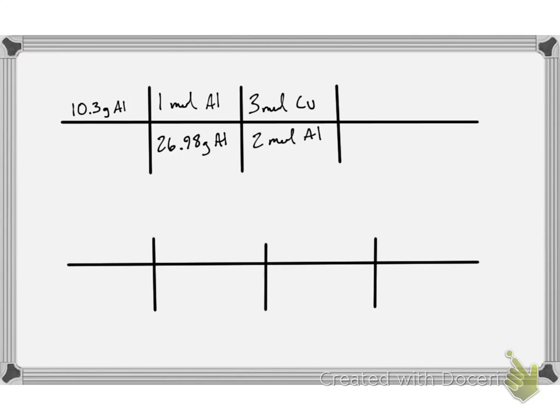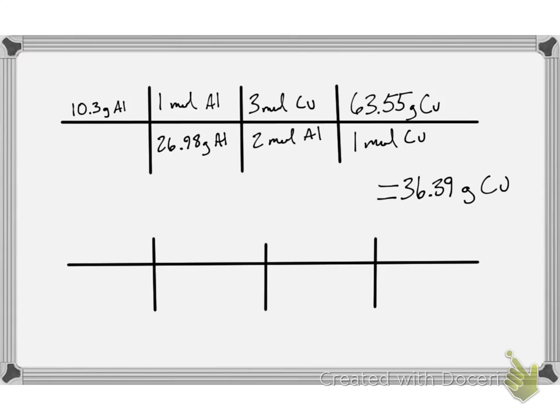Now, once we've converted this into moles, next move is to do our mole ratio. Moles you want divided by moles you have. So we want 3 moles of copper out, and we're putting in 2 moles of aluminum for each of our steps, or for our recipe. And last but not least, we got to convert this back to grams of copper. So in 1 mole of copper, we have 63.55 grams. Now, once we plug this into our calculator, we're going to come out with an answer of 36.39 grams of copper.